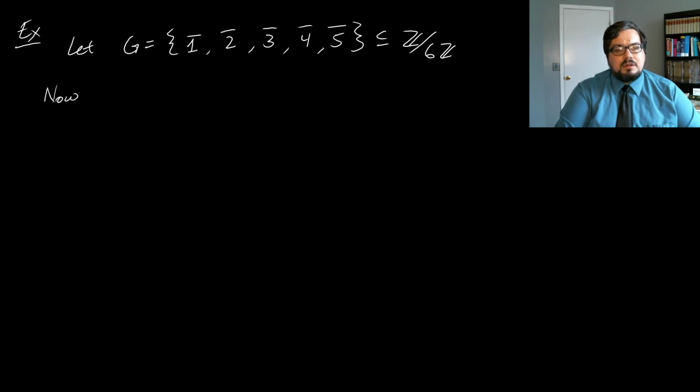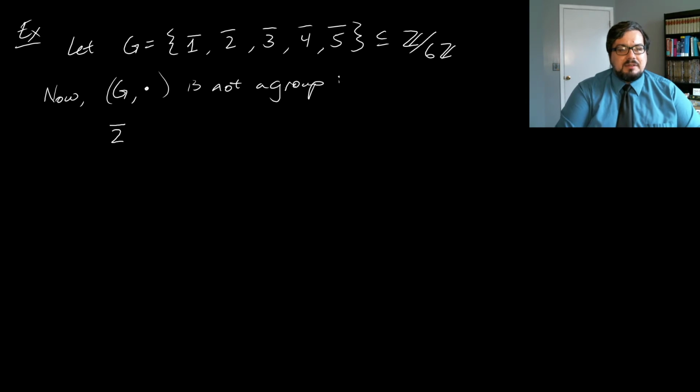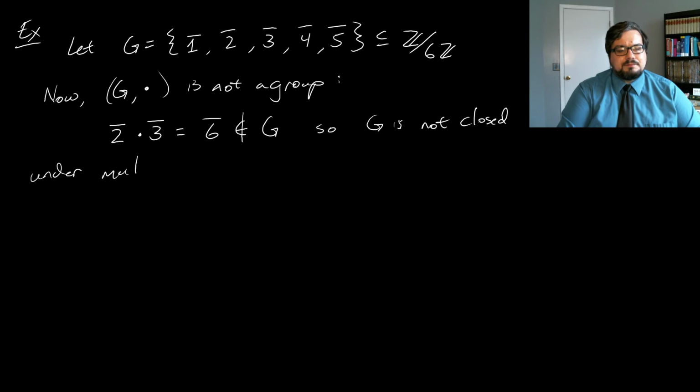So now G with multiplication is not a group. And the reason it's not a group is because it's not closed under multiplication. This is because if I take the element 2 and multiply it by the element 3, that would be the equivalence class of 6, which doesn't belong to G. So G is not closed under multiplication.